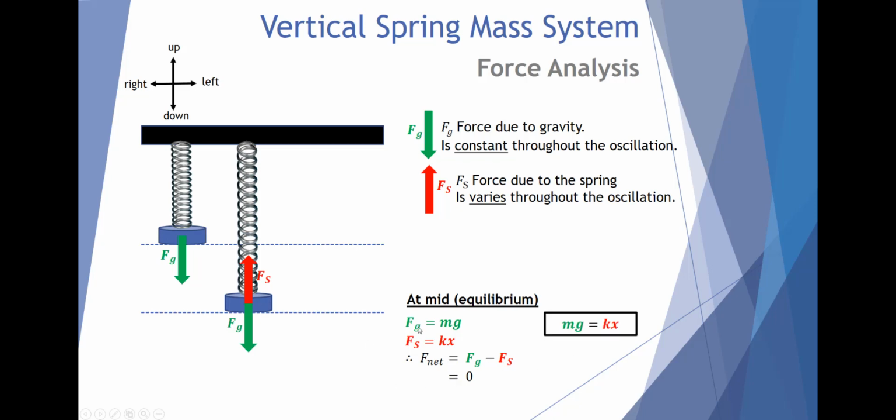So we can say that the force due to gravity, mg, will be equal to the magnitude of the force due to the spring, kx. So at this equilibrium position, the two forces are equal and opposite, and the net force is considered to be 0.